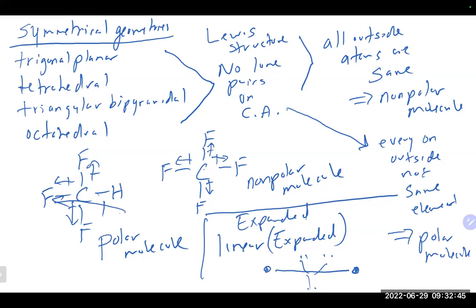So the expanded linear, because it's linear, it's 180 degrees, it will be a nonpolar molecule because you have basically the same thing on the outside. So if these guys are the same element, you will end up with a nonpolar molecule because, again, it's a straight line pulling opposite of each other.